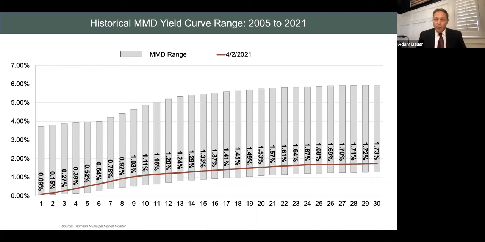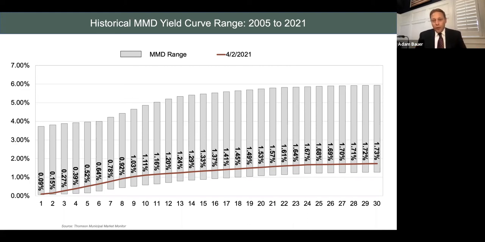But you're also probably noticing gray bars in that chart. And those gray bars represent the range that the MMD has had for each one of those maturities when you go back to 2005. So if you look at year 1, you can see currently we're at 0.09, but it's been as high as almost 4%. And so obviously we're at very historical lows on that 1 year.